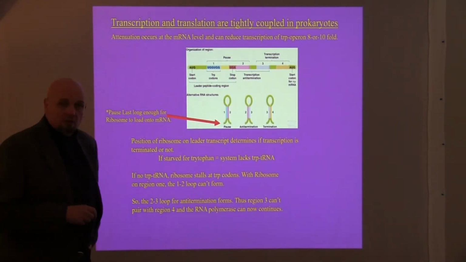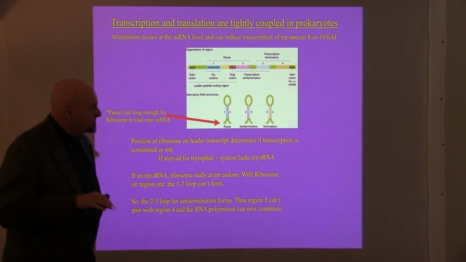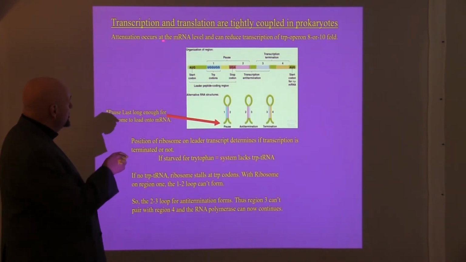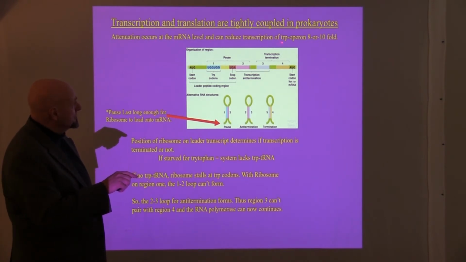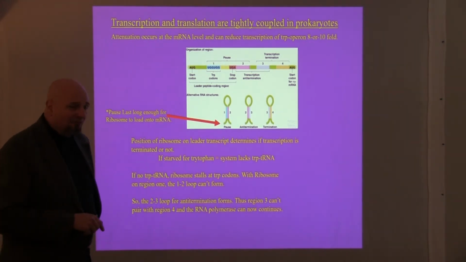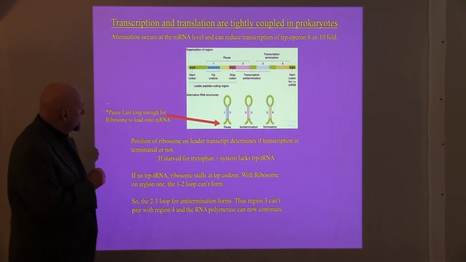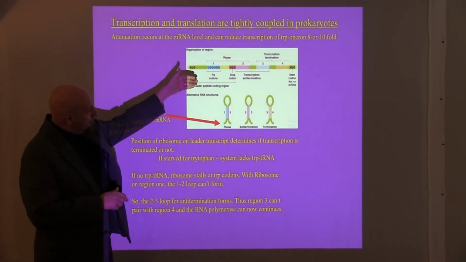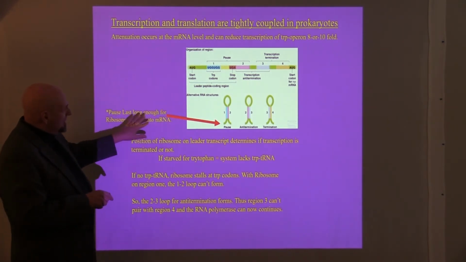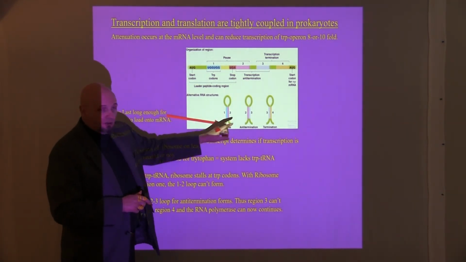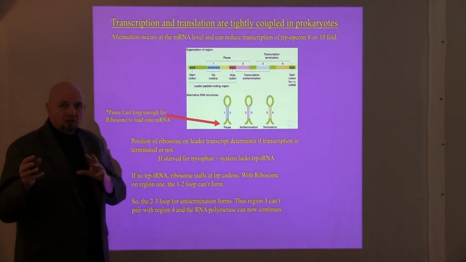Transcription and translation are going to be tightly coupled in these particular prokaryotes. Attenuation occurs at the messenger RNA level and can reduce transcription of the trp operon 8 to 10-fold. So what happens as that messenger RNA is coming off and that leader comes off, there's going to be a binding of 1 to 2. It's called the pause of translation.